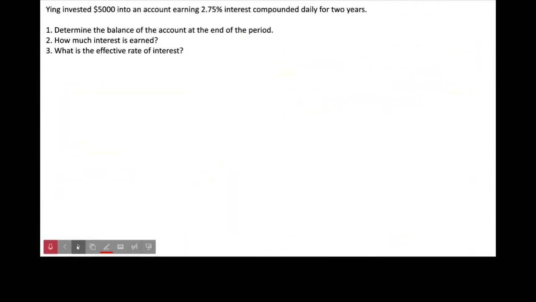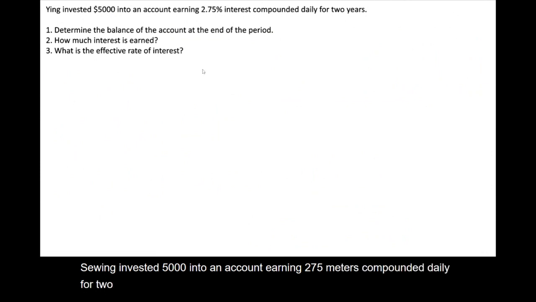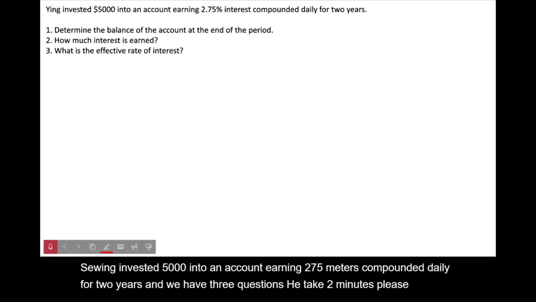Okay. So Ying invested 5,000 into an account earning 275 interest compounded daily for 2 years. And we have 3 questions. Okay, take 2 minutes, please, and do it.